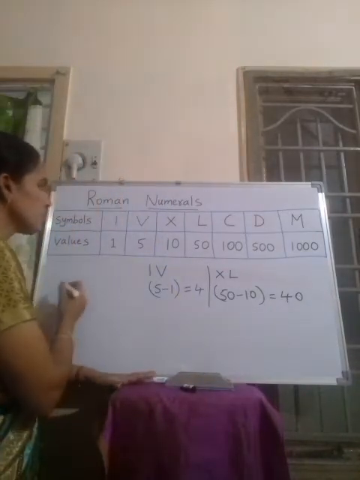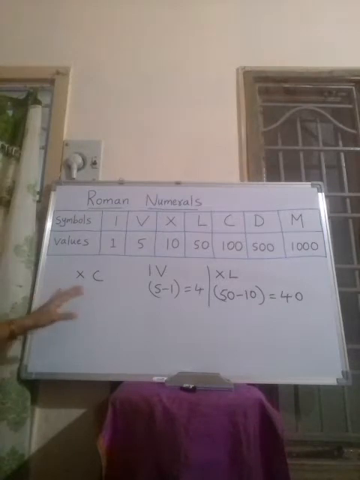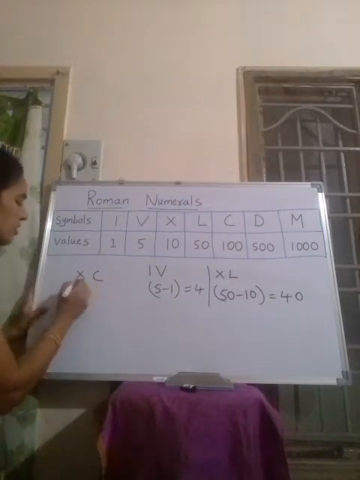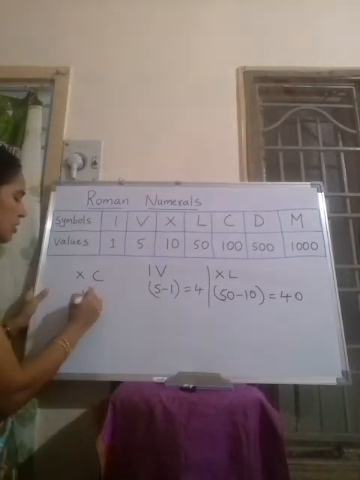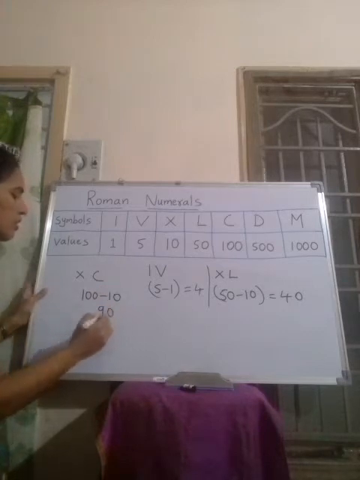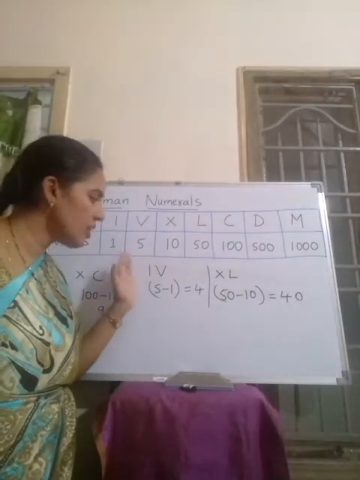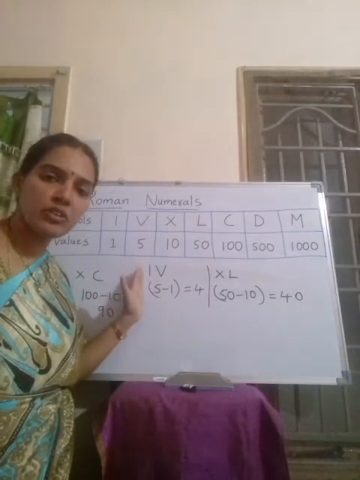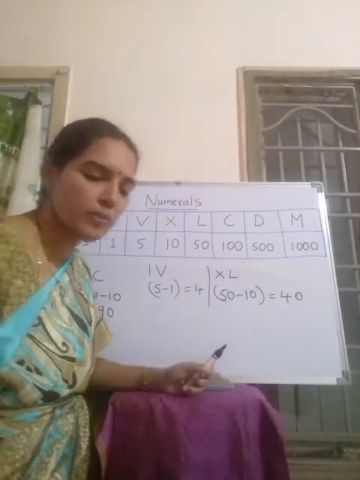Okay. And then XC, one more example, XC. C is 100, X is smaller. If we start with a smaller symbol, what should we do? Subtraction. That is 100 minus 10. That is 90. The value of XC is 90. If the smaller symbol is written on the left side, that is subtraction. If the smaller symbol is written on the right-hand side, that is addition.